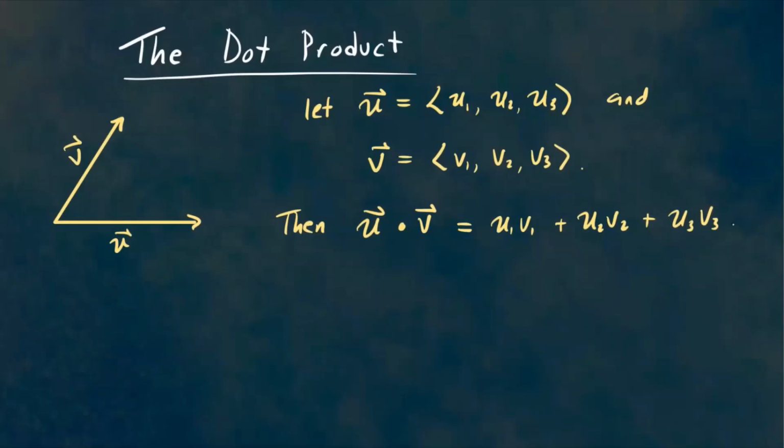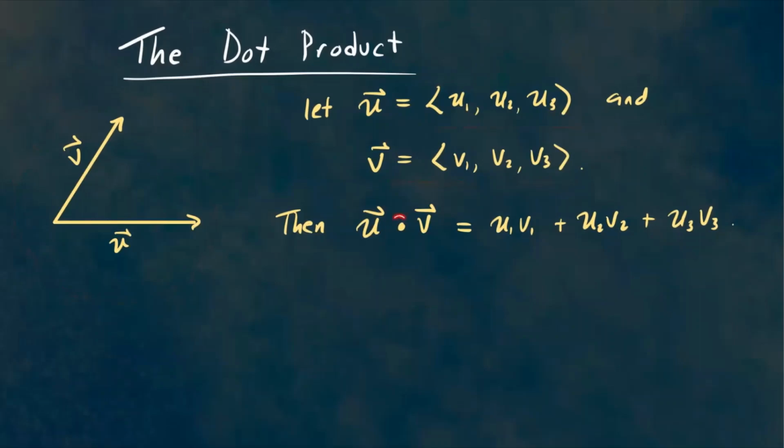Now we're going to discuss a concept called the dot product of vectors. So here I have an illustration for you. Suppose you're given two vectors. U has these components, it's in 3-dimension, and V has these components.